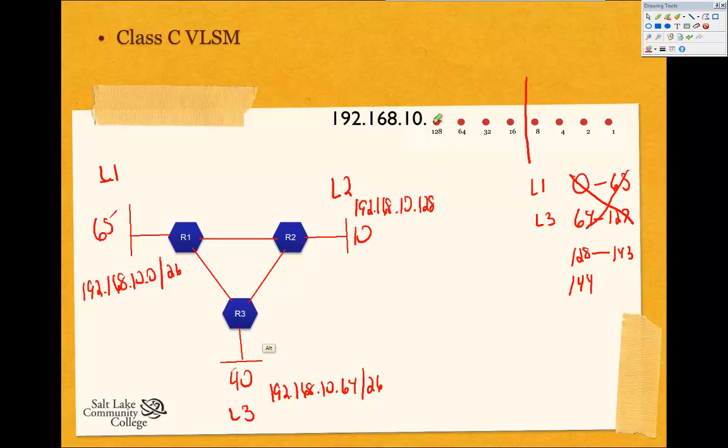192.168.10.128 with a 25, 26, 27, 28 mask. With a 28 mask, and we're going to get rid of those numbers. The next we have to do is assign the point-to-point connections that we have here. So let's go ahead and do that.